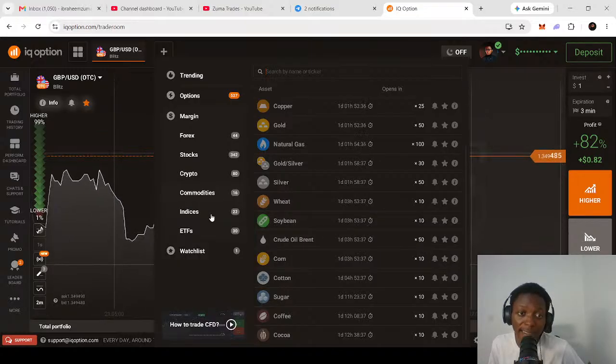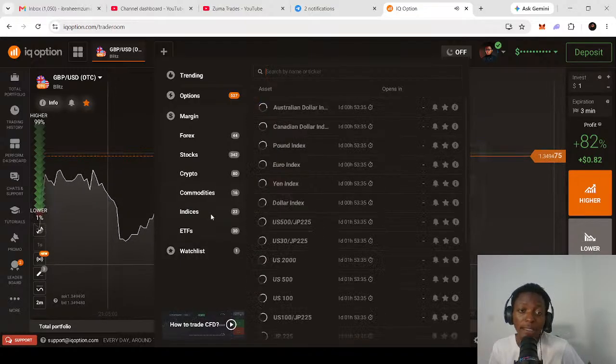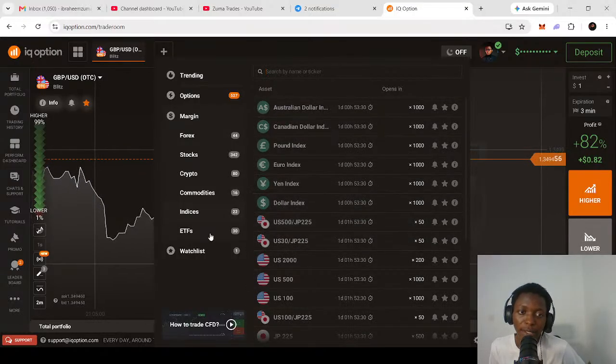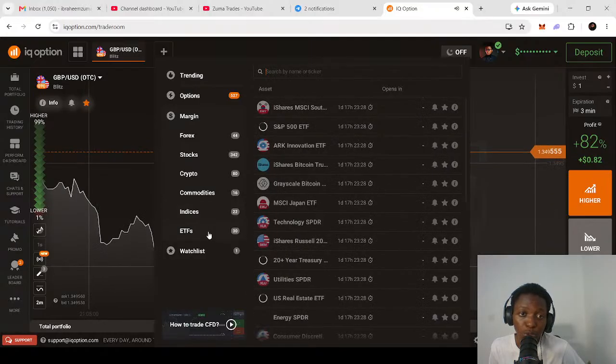And then in the indices section, you can actually trade the indices as well. The market is of course closed. And then we have the ETFs around here. You can trade the ETFs, right?